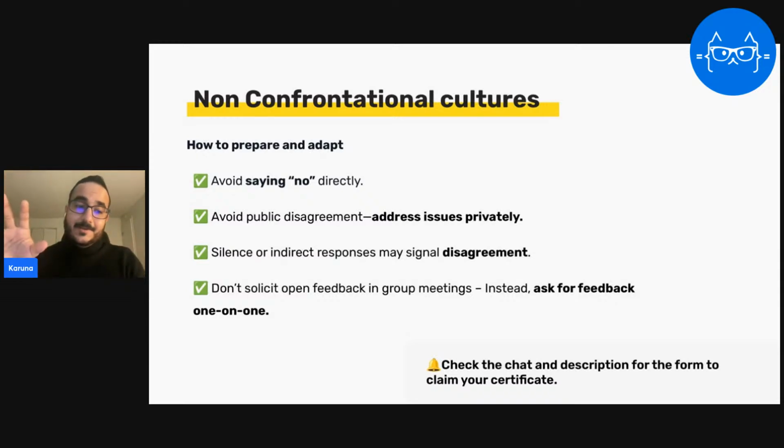But as soon as you get an anonymous survey out, I don't know if you guys ever had an anonymous survey at work where you ask questions, that's when all the tea gets spilled, as it were, right? So feedback in group meetings may not be the most effective way of getting feedback in cultures that are more non-confrontational, right? And even feedback one-on-one, if you're in a position of authority, right?